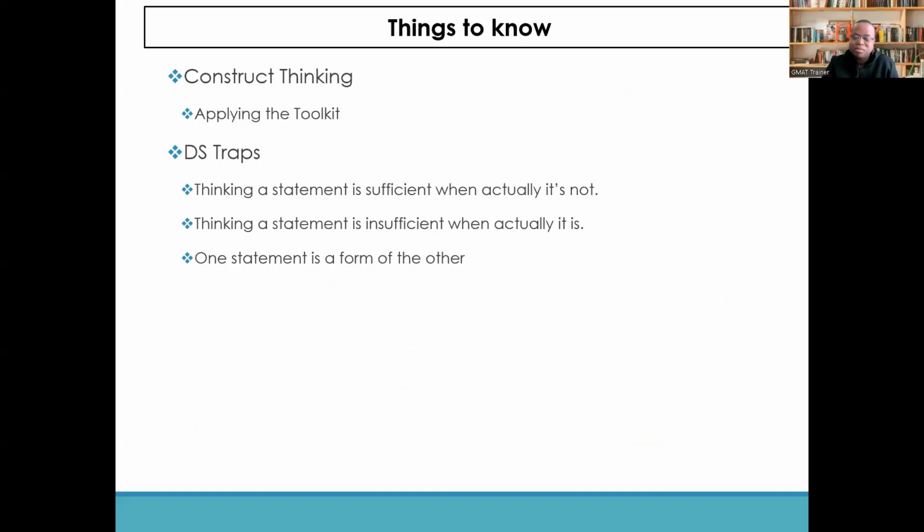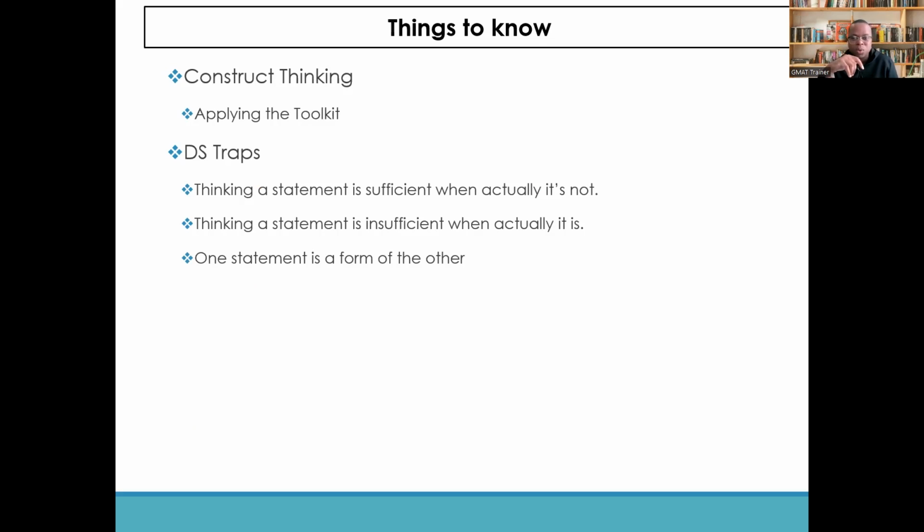Something else you need to know: those toolkits and the things you've learned, that's something else you need to have. And then the normal traps which they have, like the ones you've seen before. You think a statement is sufficient when actually it's not sufficient. And sometimes you think a statement is not sufficient when actually it is sufficient, like the second statement in that previous question. And the third trap is one statement is a form of the other.